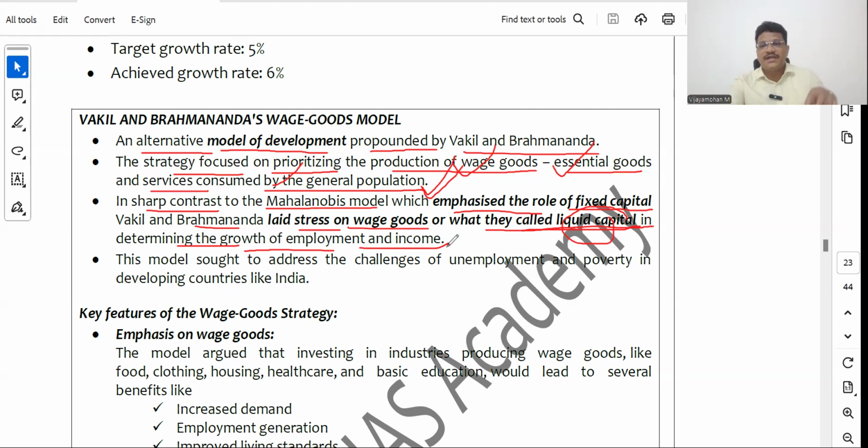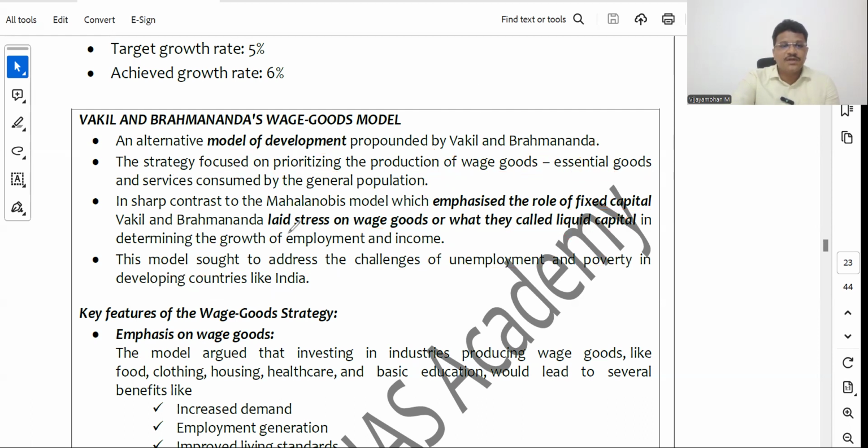So in an economy, employment and income will be more affected, more controlled, and more regulated by the liquid capital rather than the fixed capital, they say. This model sought to address the challenges of unemployment and poverty in developing countries like India.